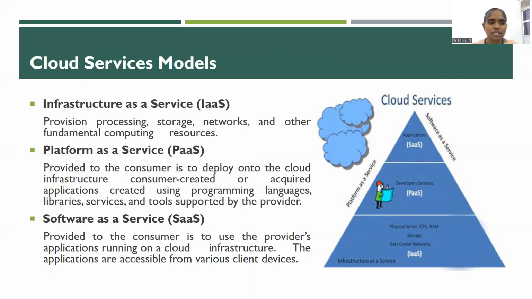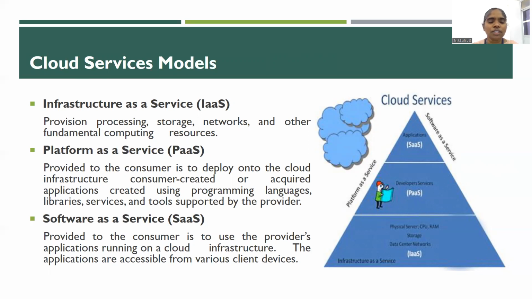So first, infrastructure as a service. What we do here in infrastructure as a service is provision the processing, storage, network, and other fundamental computing resources as a service. And platform as a service means we provide the platform where the customers or consumers or clients can build their own applications. They can create their applications upon the platform provided as a service. For building their own applications, we provide programming languages, libraries, services, and tools supported by the provider.